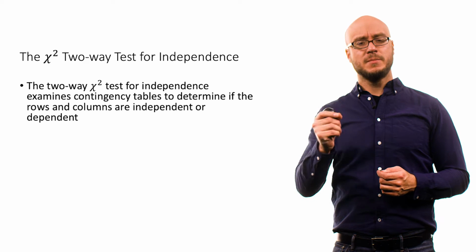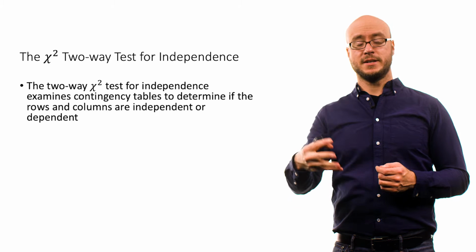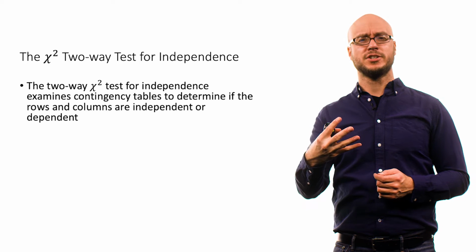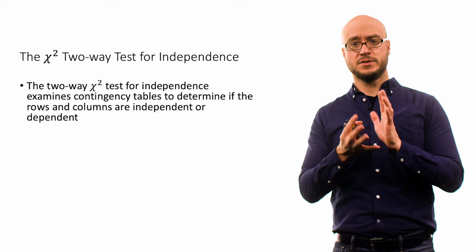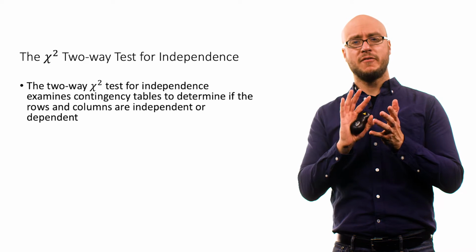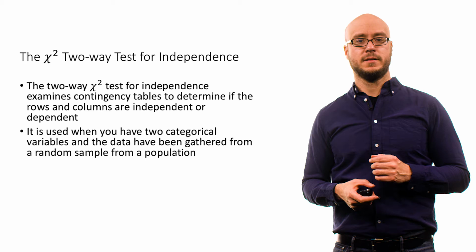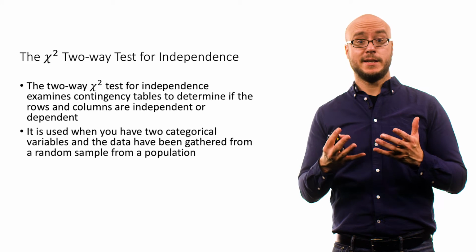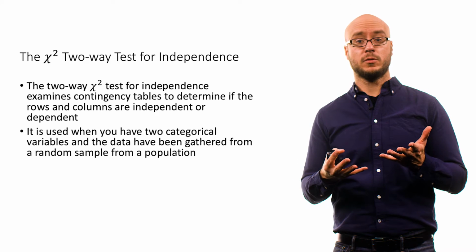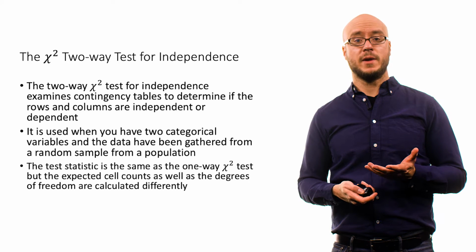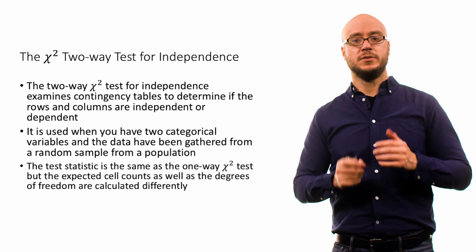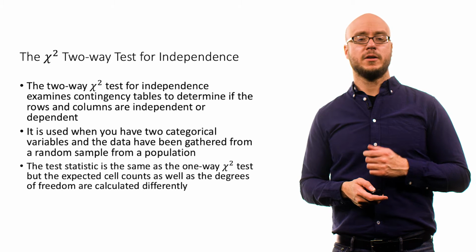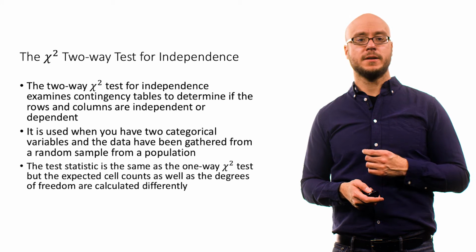Well, it examines contingency tables based on a random sample of data from a population to determine if the rows and columns, the different levels of two categorical variables, are independent or dependent. So the basic idea is you use it when you have two categorical variables. The data have been gathered from a random sample from a population, and you want to examine whether or not these two variables are related or not. Are they independent or dependent?